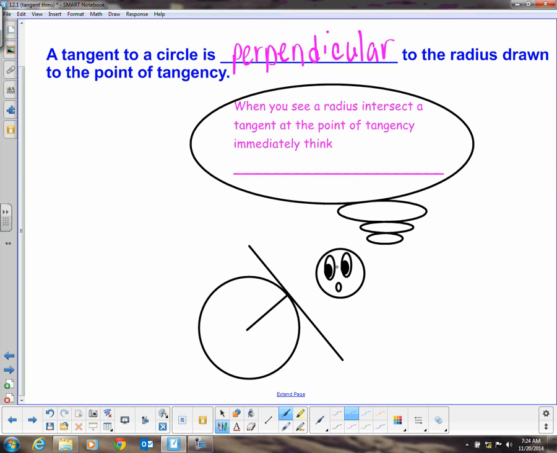So, every time your eyes see a tangent and a radius, what do I want you to think? Immediately. What's the relationship? Perpendicular. Perpendicular means they form right angles. So this is going to produce Pythagorean theorem problems, which you all did exceptionally well on that quiz. And that's why we reviewed the Pythagorean theorem on that one day.